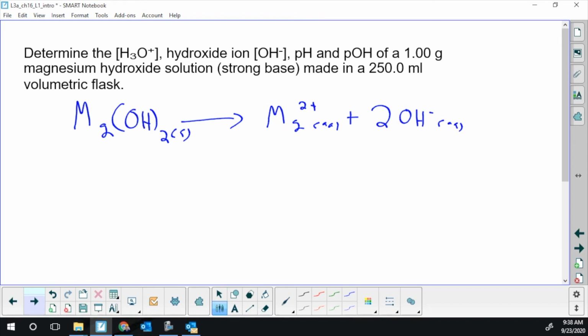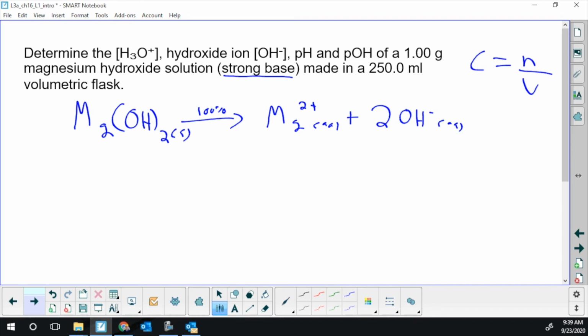Now this is a strong base. Okay. Now the solubility of magnesium hydroxide isn't huge, but ignore the solubility piece. Assume 100% of this dissociates. See if you can figure out the hydroxide, the hydronium, the pH, the pOH. Now you're going to have to solve for concentration, moles over volume.